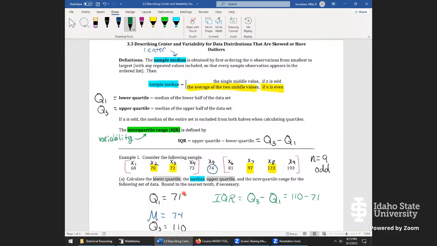So 110 minus 71, that should give us something like 39. Let me know if my numbers go sideways, but looks like we have it, folks. That's calculating median, lower, upper quartile, and finally, the interquartile range. Well, any questions so far, folks, on getting these values?